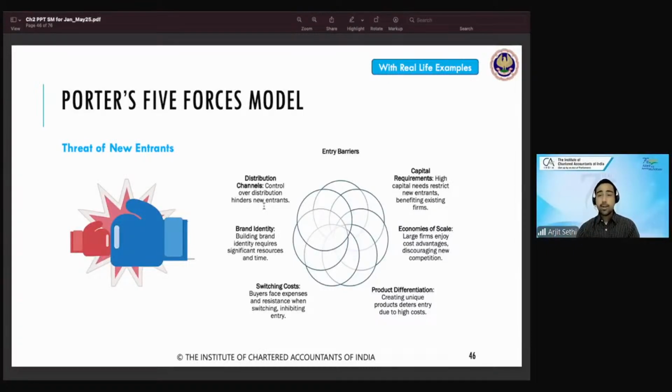The second is economies of scale. Now, if you create economies of scale for your business, which means the cost for you goes down, the new entrant will take years and years to create that. Simply put, एक बहुत simple example से समझाता हूँ आपको. Okay? Economies of scale क्या है?